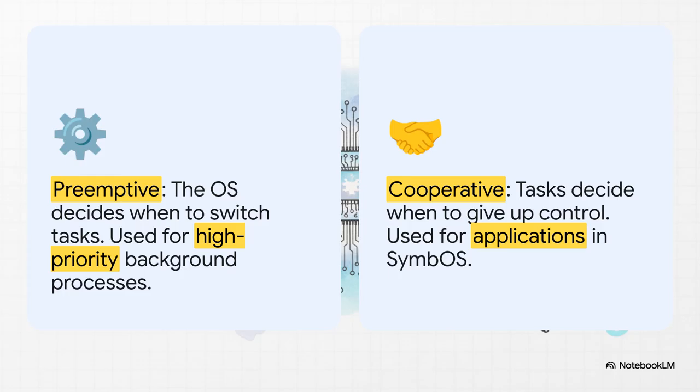Now, to handle running multiple programs at once, SymbOS uses this really clever hybrid approach. For all the critical background stuff, it uses preemptive multitasking. That means the OS is the boss, and it decides when to switch tasks. But for the apps you're actually using, it uses cooperative multitasking, where each program kind of politely hands over control when it's done. This combination is absolutely key to keeping the whole system feeling responsive.